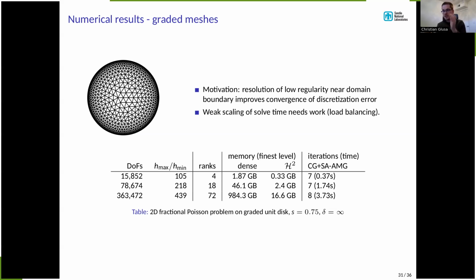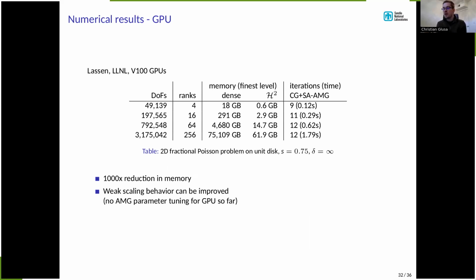You can imagine that the ranks that cover some part of the boundary of our domain have to work a lot harder than the ranks that are on the interior of our domain. Next slide, please. All right, so far all the results that I showed were on CPU.